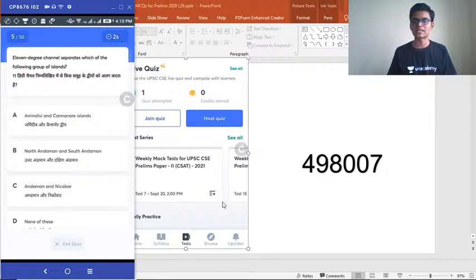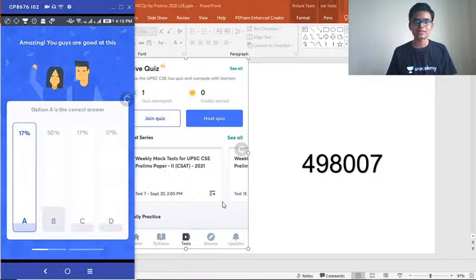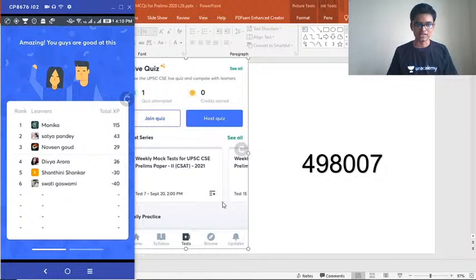Last 3 seconds for question number 5. And the correct answer is option A, 17% getting that. Satya back at the top with Monica, Naveen and Divya also with positive scores.